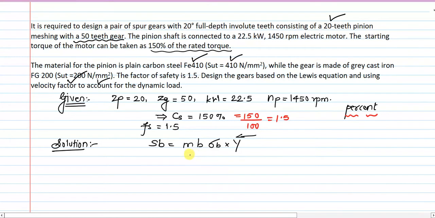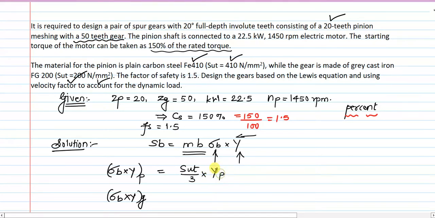Out of this we observe that both pinion and gear will have the same module and the same face width, but because we are changing the number of teeth, the Y parameter will change, and because we are changing the material, the sigma b parameter will change. So we will calculate sigma b into Y for pinion, as well as sigma b into Y for gear. That is, sigma b, which is equal to SUT by 3, and Y, for pinion, this entire quantity for pinion.